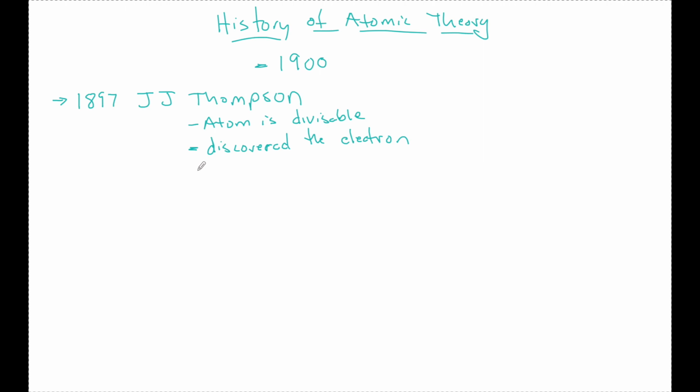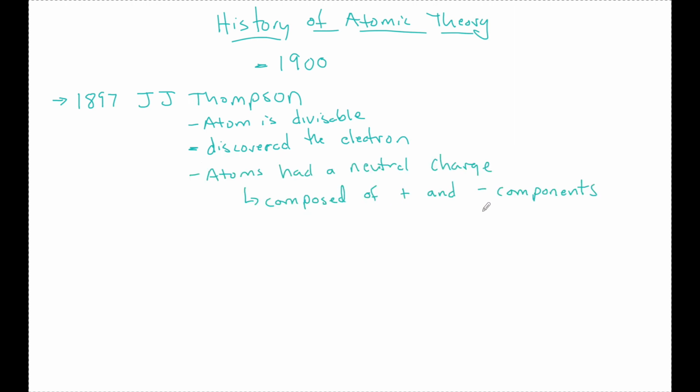But what JJ essentially said was that the atom had to be made up of positive and negative components, because he knew that the atom had a neutral charge. Now, I'm just going to say positive and negative components because we did not know about the proton. The proton had not yet been discovered or talked about yet.